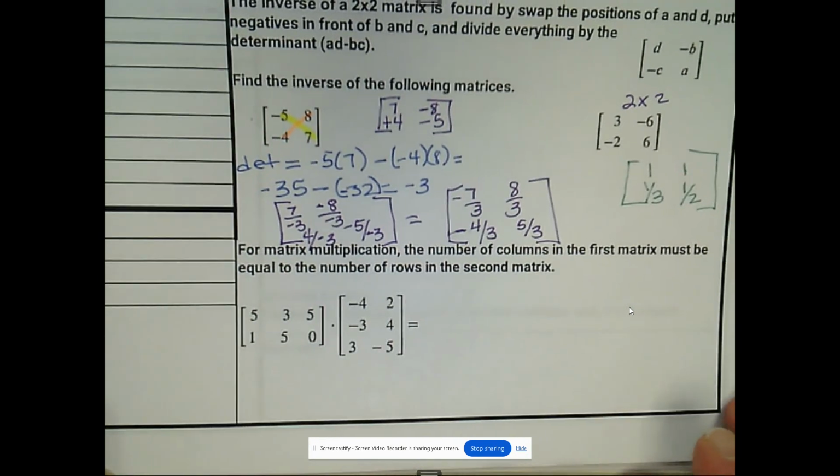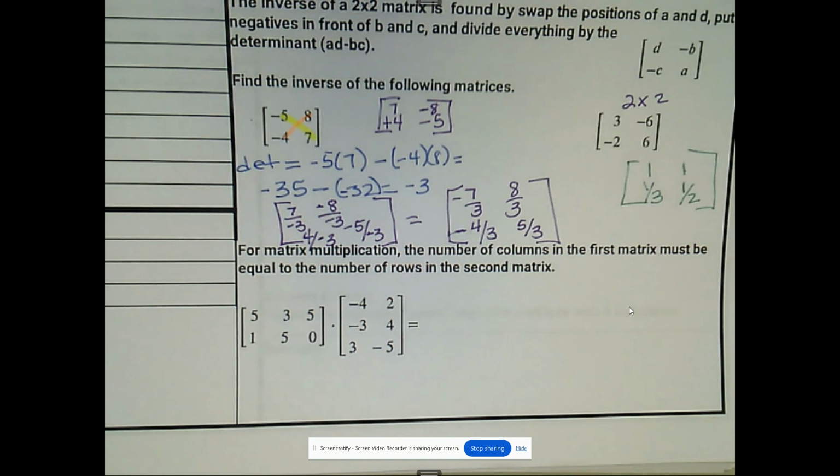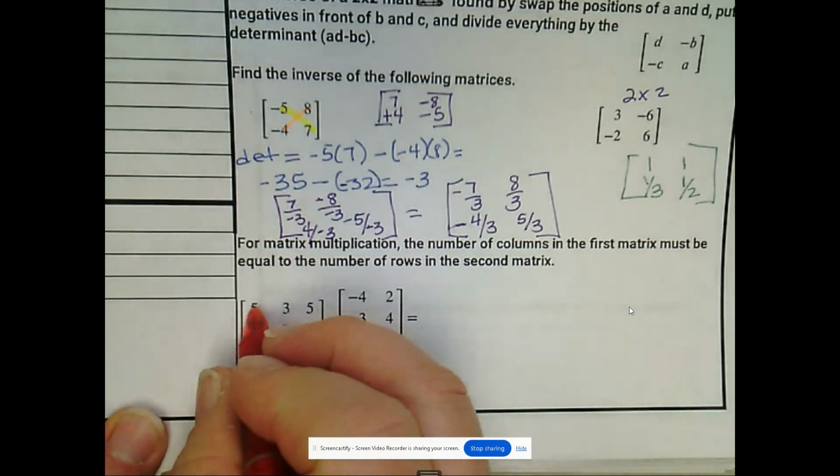Okay, remember, when we do the matrix multiplication, the number of columns in the first matrix must be equal to the number of rows in the second. So the first thing you're going to do is to look at your size. This would be a 2x3.